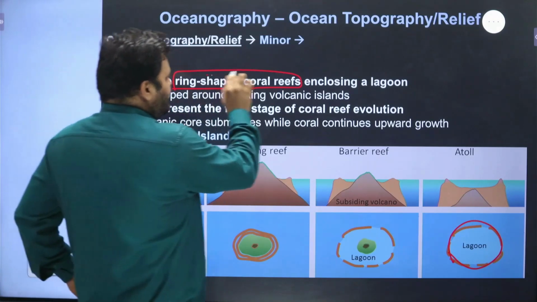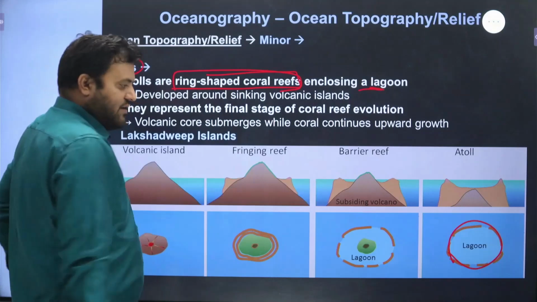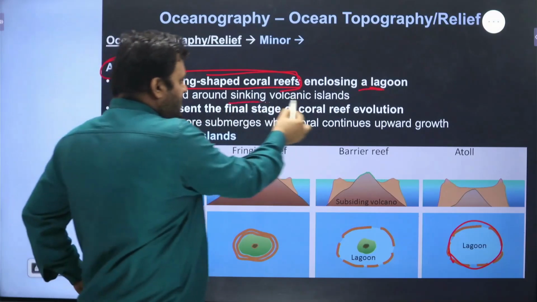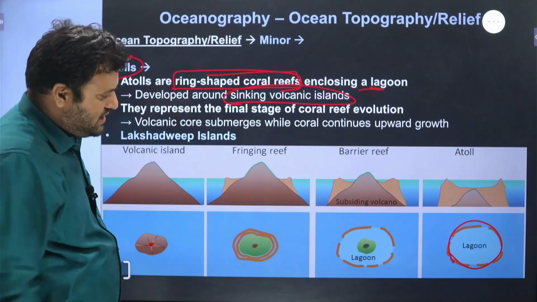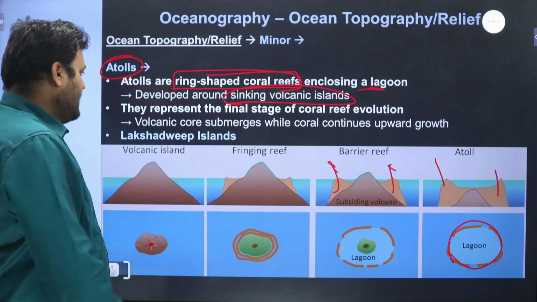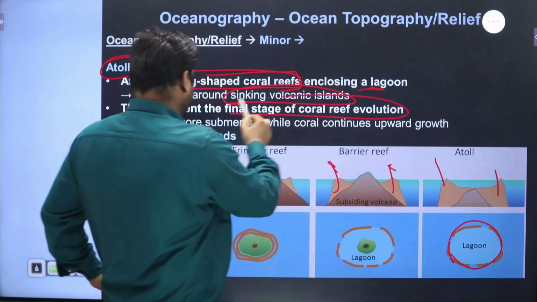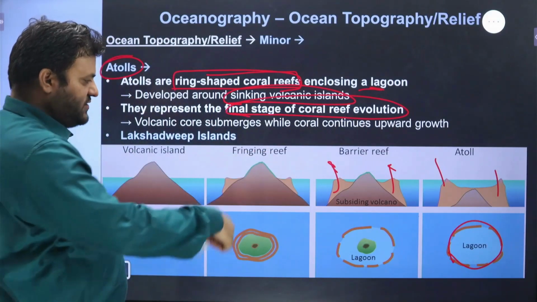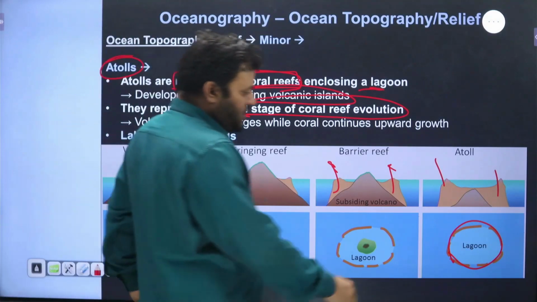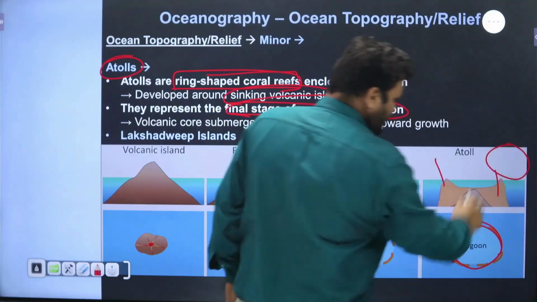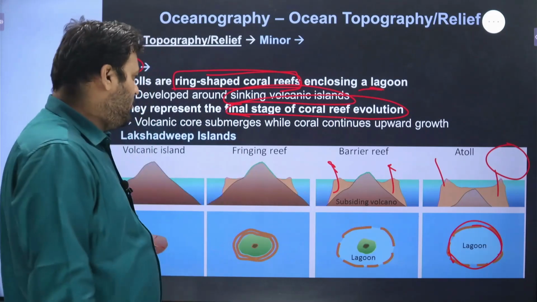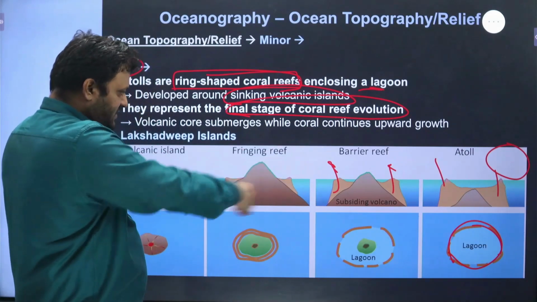So atolls are rising coral reefs, and we have an enclosing lagoon, and they developed because of a sinking volcanic island, along with the uplifting of these corals or the coral skeletons, and they represent the final stage of coral reef evolution. Thereafter, after the atoll, you will see more coral reef kind of structures. There is a particular structure like this, a ring-like structure, and these ring-like structures are known as coral reefs. So coral reefs would be found at the evolution stage of this entire process.